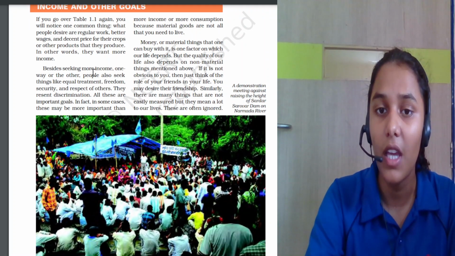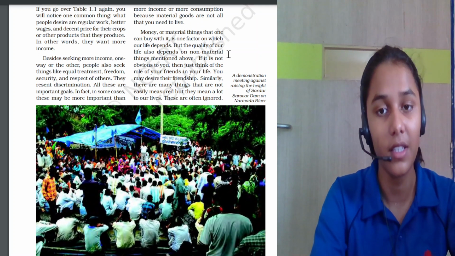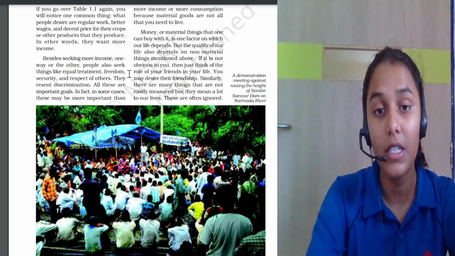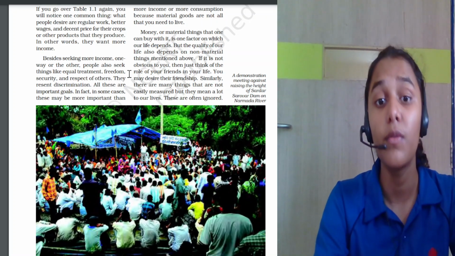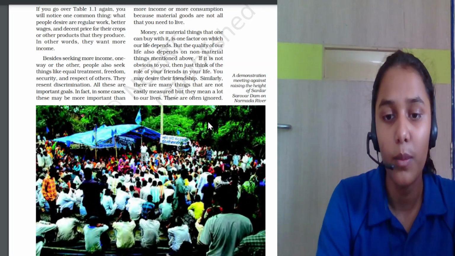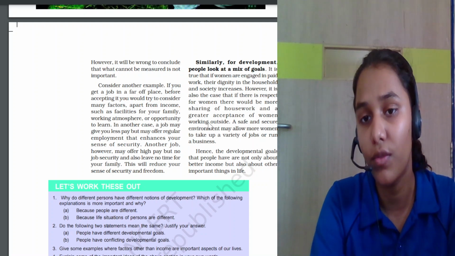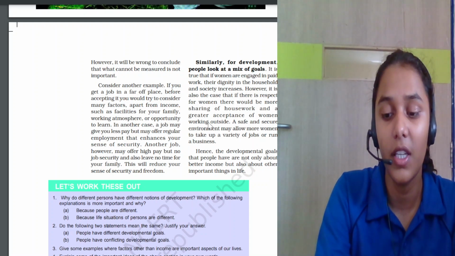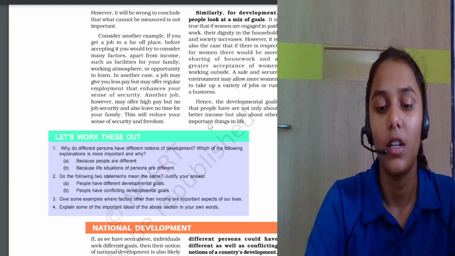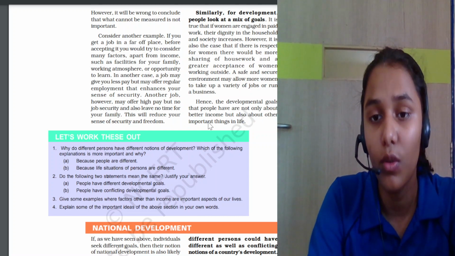So money or material things that one can buy with it is one factor on which our life depends, but the quality of our life also depends on the non-material things mentioned above. So what are non-material things? Non-material things are things like freedom, equal treatment, security, respect of others, which cannot be bought with money. So from this paragraph, we come to the conclusion that while looking at development, people also look at a mix of goals. They look at income and other criteria like freedom, security, etc. So development also involves thinking about non-material things and other factors like health, poverty, which growth ignores.